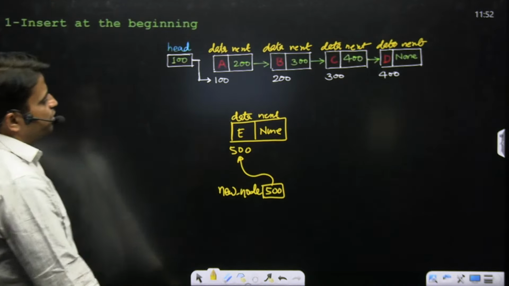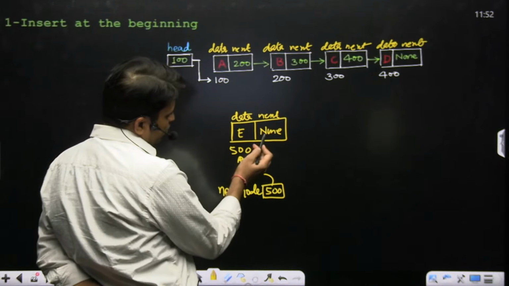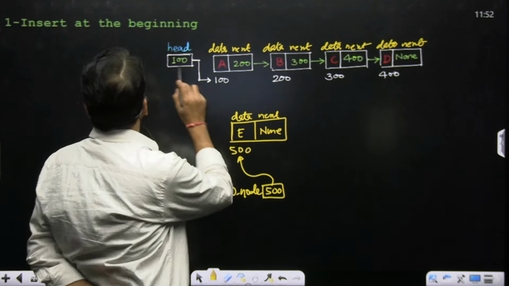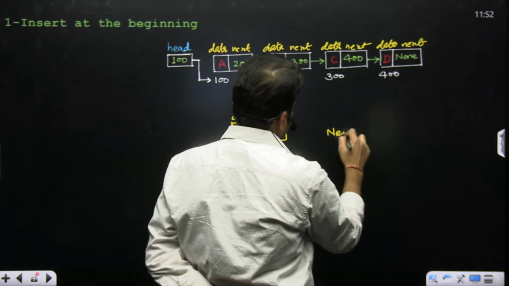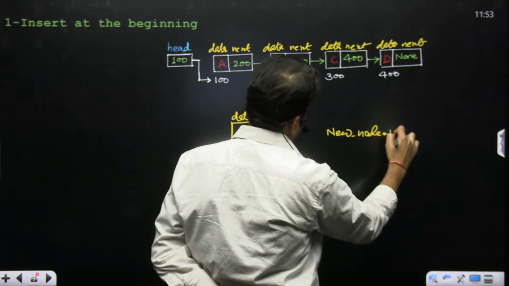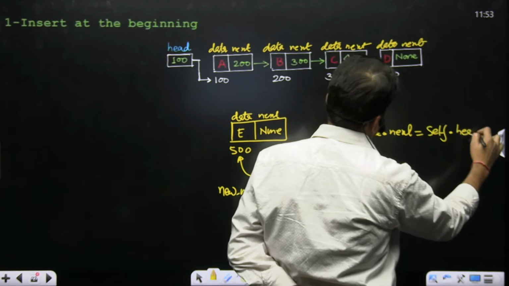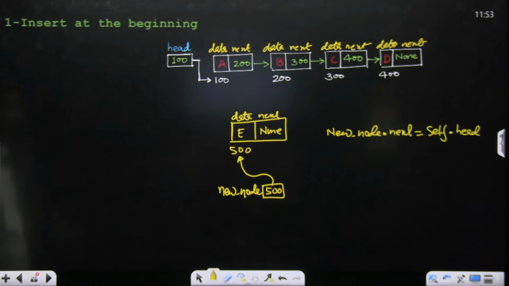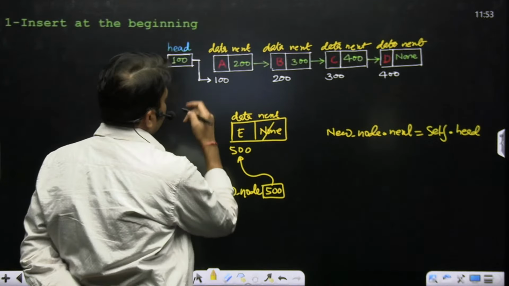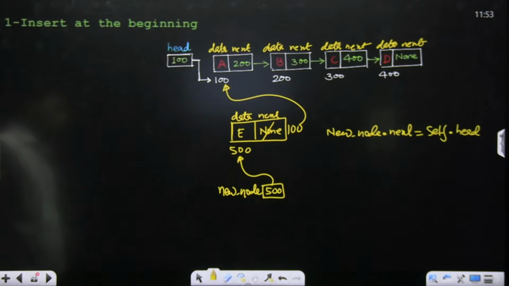First of all, allocate memory for a node. Now I want to insert at the beginning, so what do you have to do? This is the new node. New node dot next is pointing to this node, since I want to insert at the beginning. So new node dot next equals self dot head. Self dot head is 100, so this is pointing to this one.